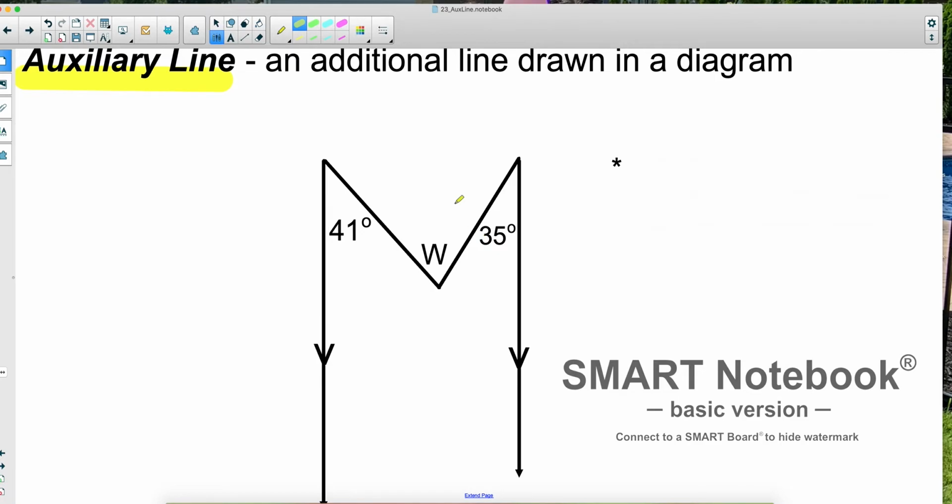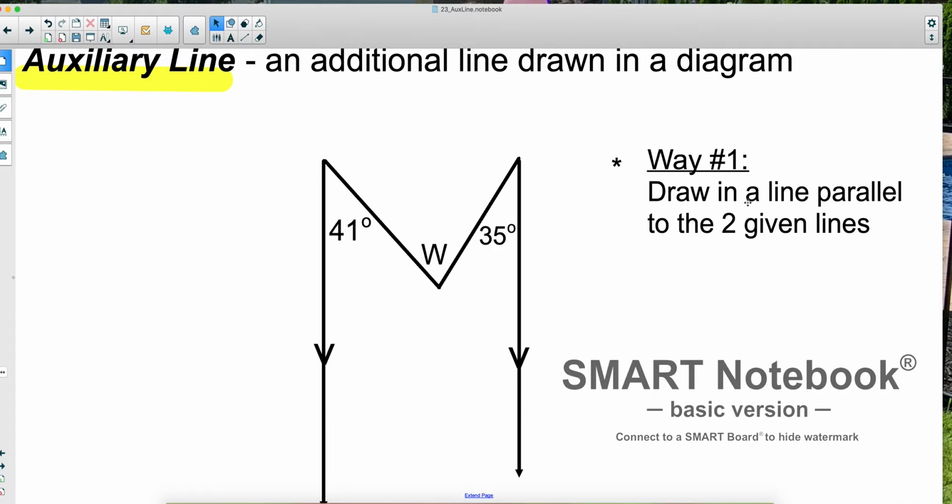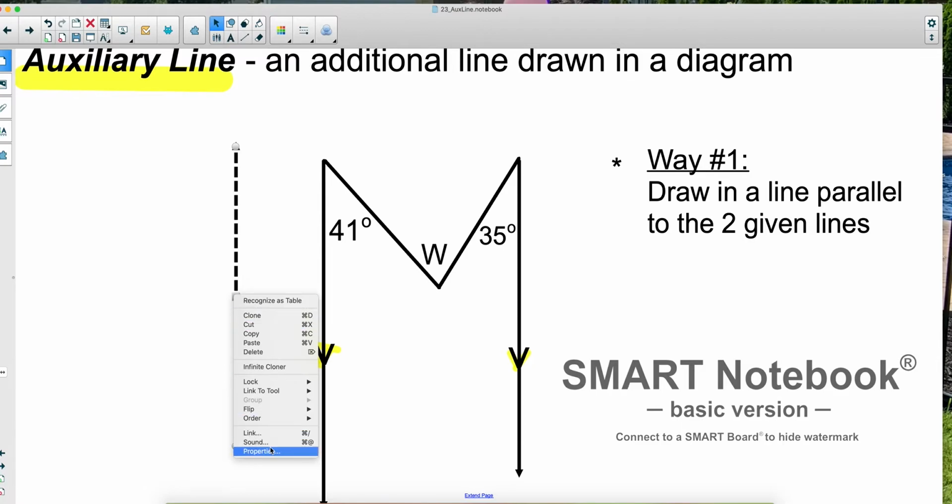So the first way that we're going to do this, and then we're going to show you how we would, is auxiliary lines are great when you draw them parallel to the two given lines. So it's pretty clear that my given lines that are parallel are here and here, right? Because I have my little arrows to show that. So here are my parallel lines. Now if I wanted to draw an auxiliary line, I'm going to make it dotted, with arrows on both sides to be nice and proper.